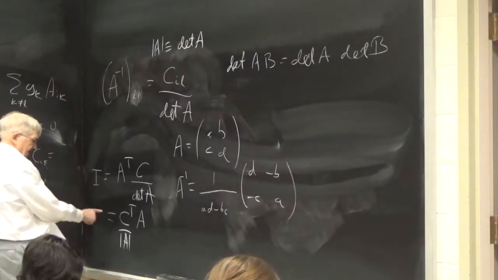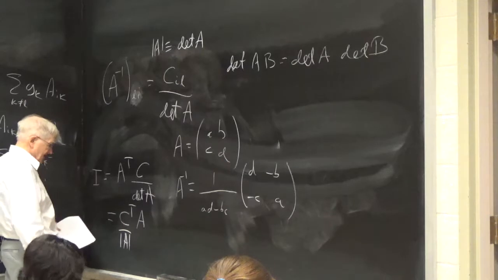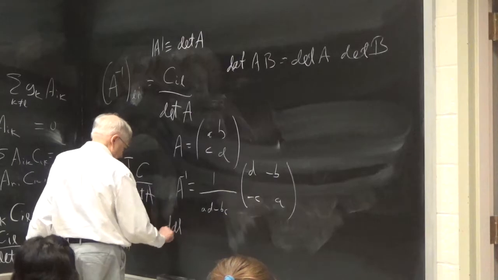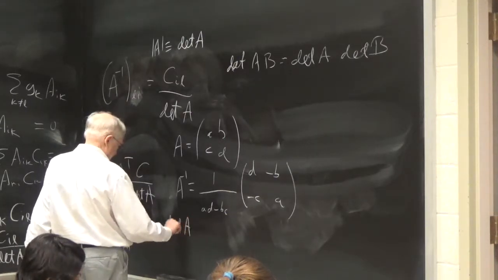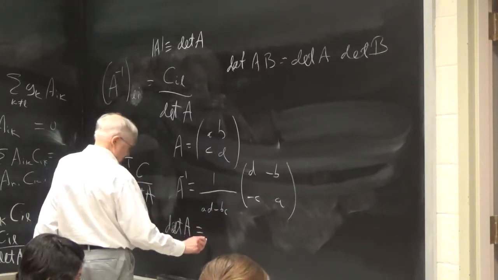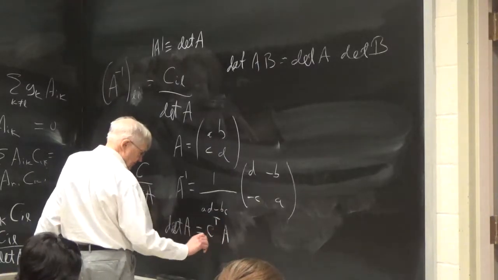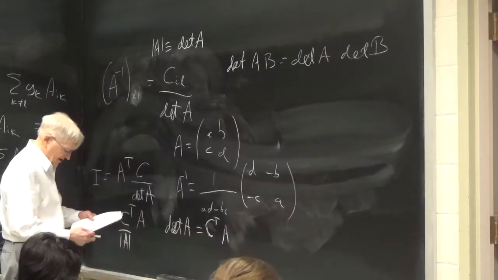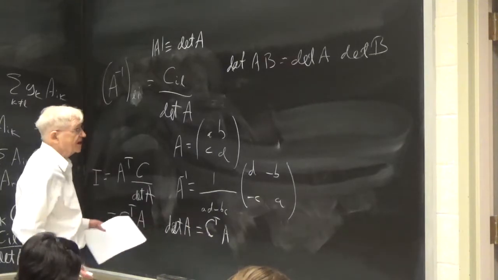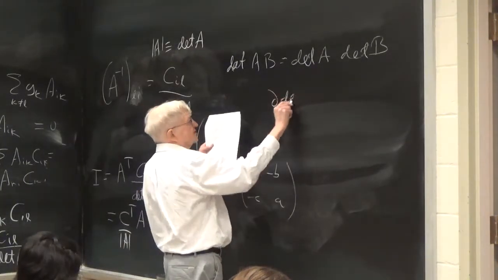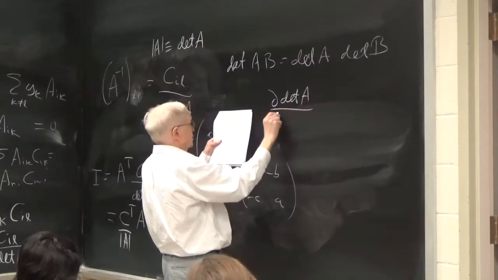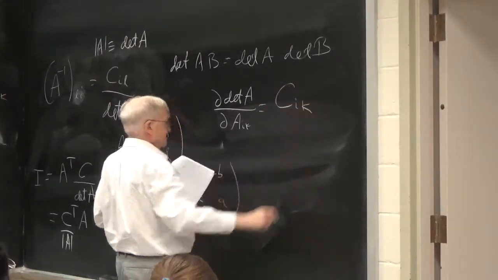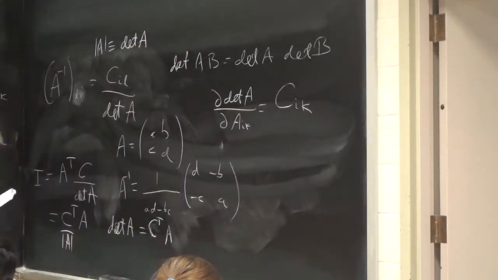If we look at this formula here, what we can say is that the determinant of A is equal to C transpose A, and then one way of thinking, we can derive from that the partial derivative of the determinant of A with respect to a particular matrix element is c_ik.